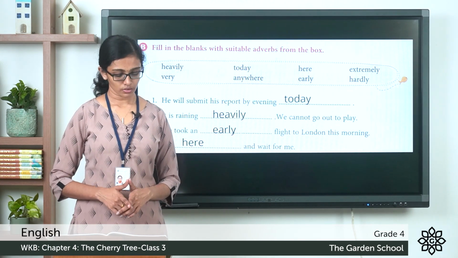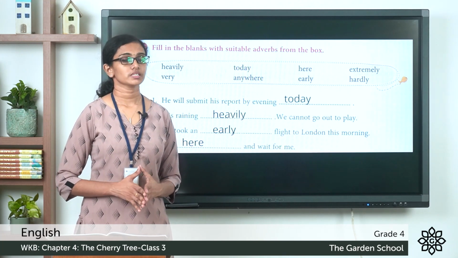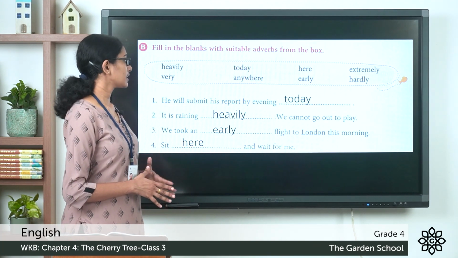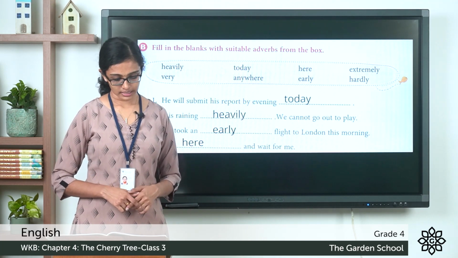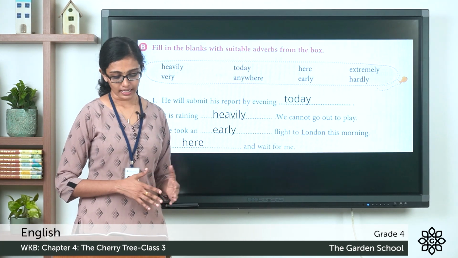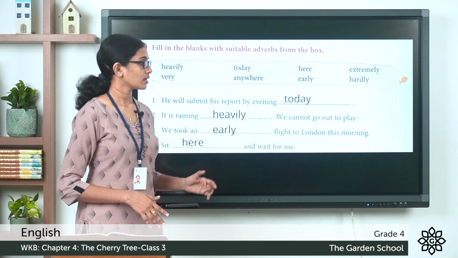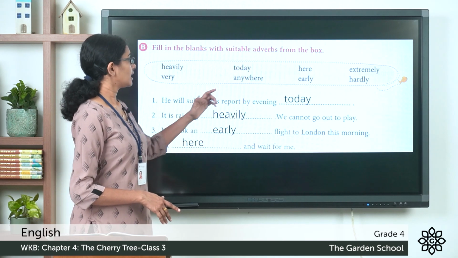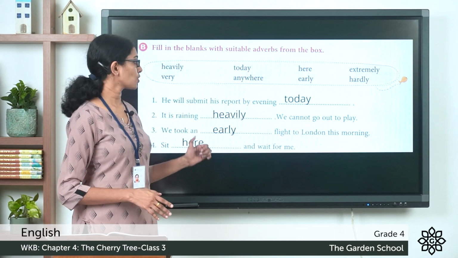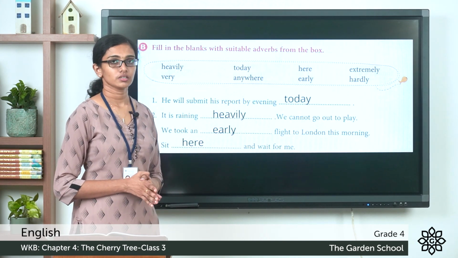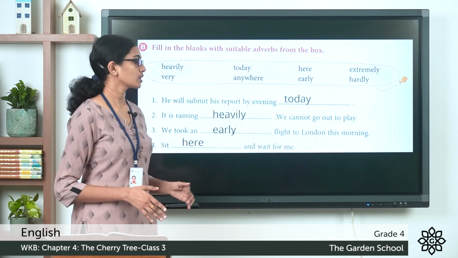Question number 2. It is raining dash. We cannot go out to play. So which is the correct option? It is raining heavily. We cannot go out to play. Now question number 3. We took an dash flight to London this morning. We took an early flight to London this morning. It shows the time of the action. So the adverb early is an adverb of time.